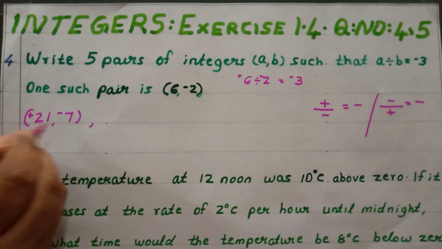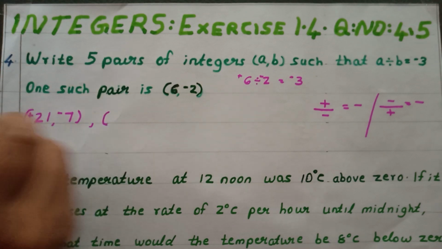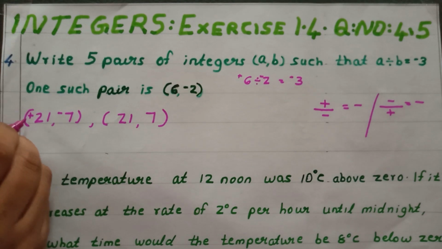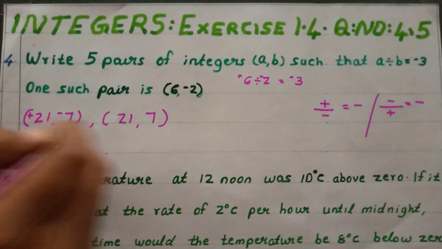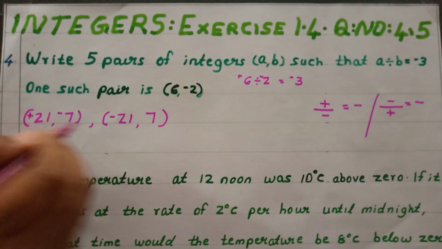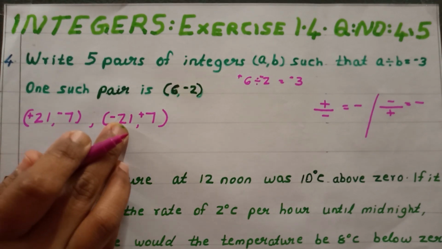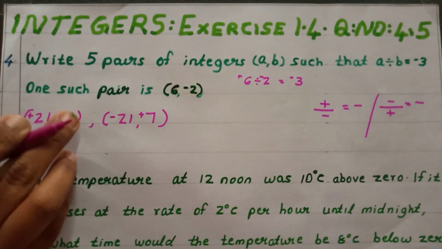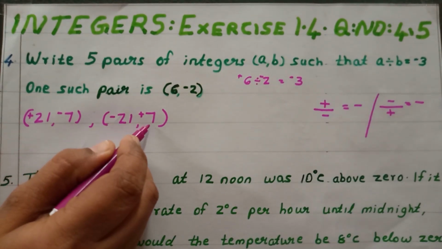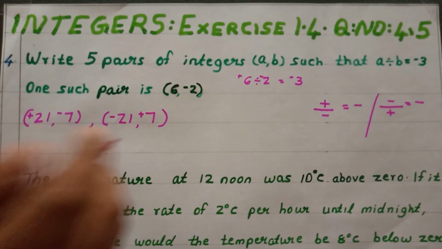Again, from these two numbers itself, we can take one more pair of integers a and b. 21 and 7. Instead of positive 21, we can assign negative 21, and instead of negative 7, we can assign positive 7. For these a and b, we will get answer as minus 3. Minus 21 divided by positive 7, answer will be minus 3. So, we got two pairs.